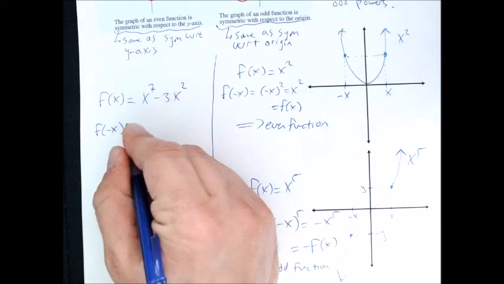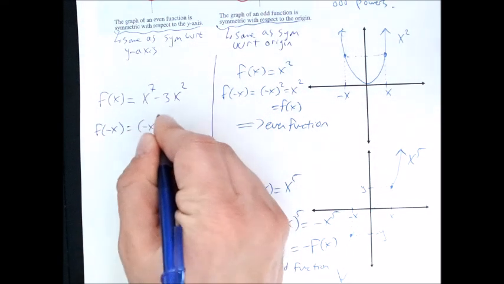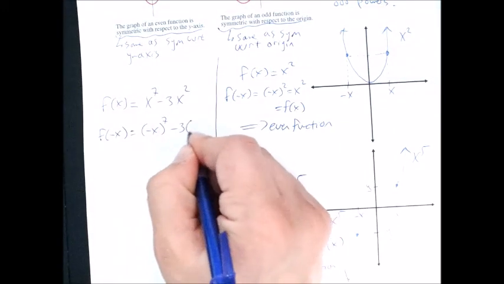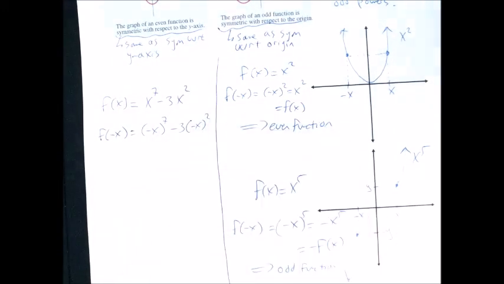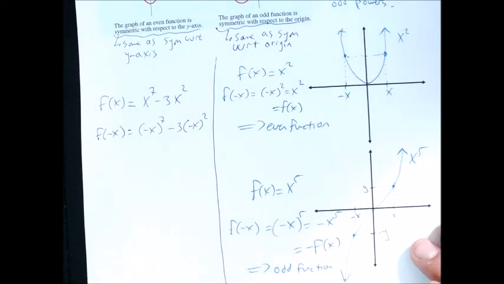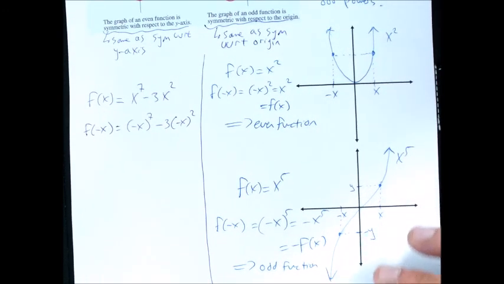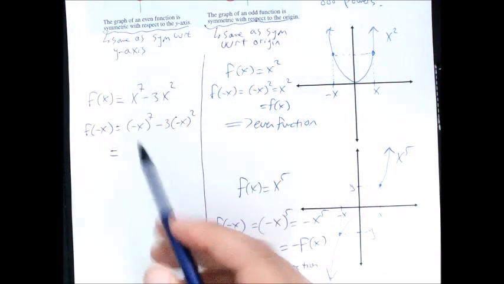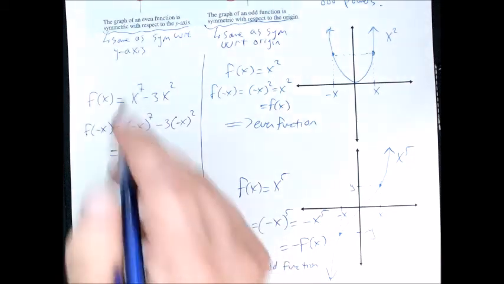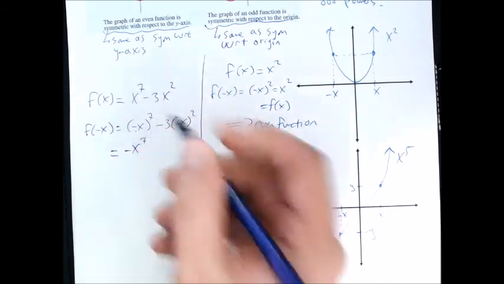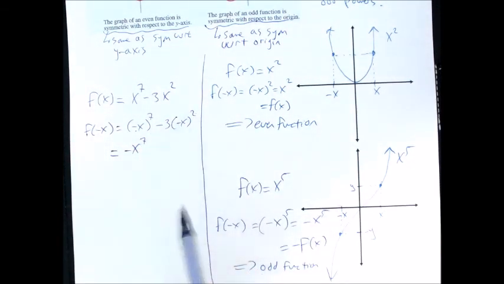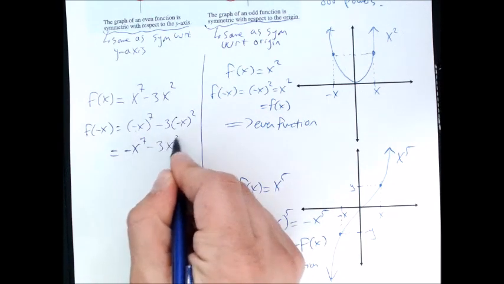So just to be clear, when you do that, you end up with this, right? Minus x to the seventh minus 3 times minus x squared. And sort of what's the takeaway here? What happens? Yeah, one of them changes. The first one, you raise a negative to an odd power and it stays negative. But then when you raise the negative to the even power in the other one, it becomes positive.